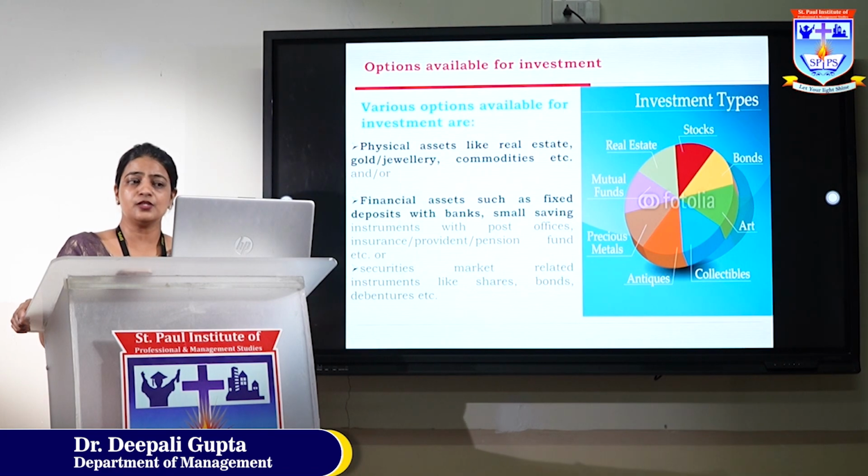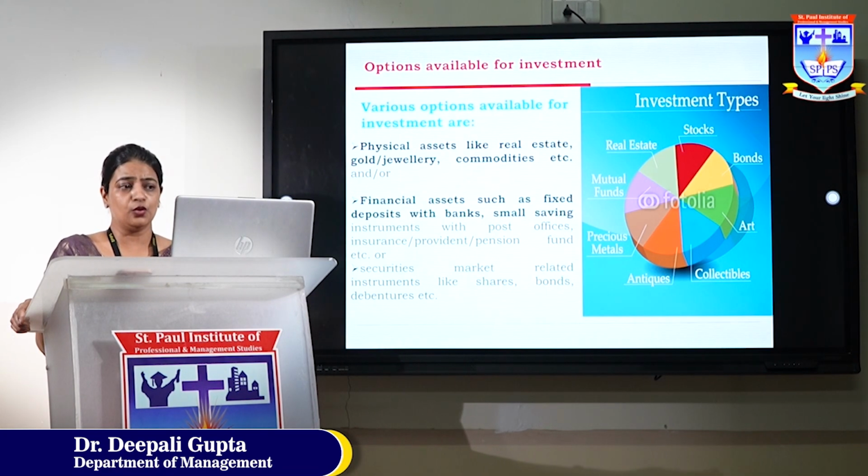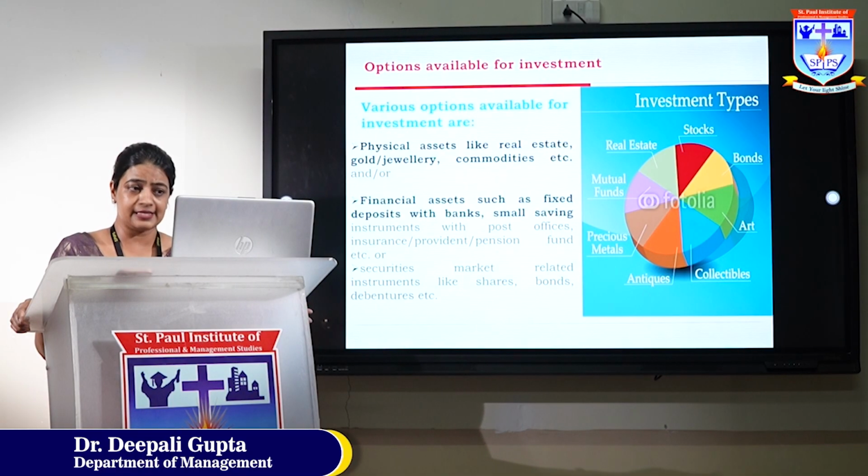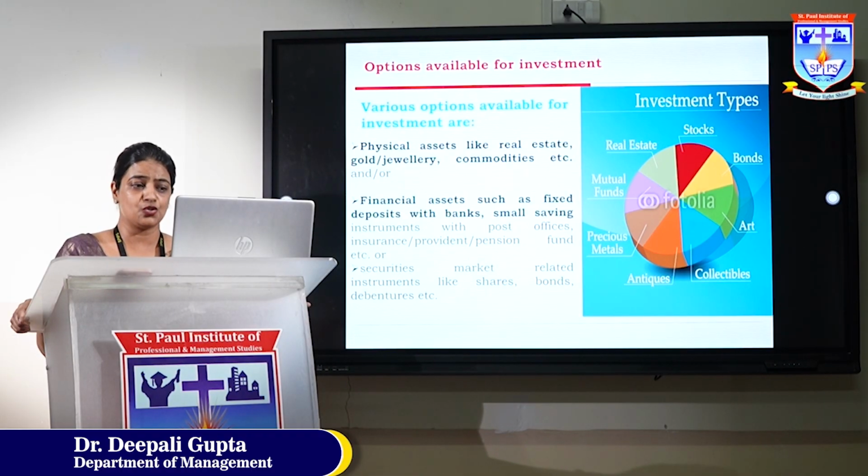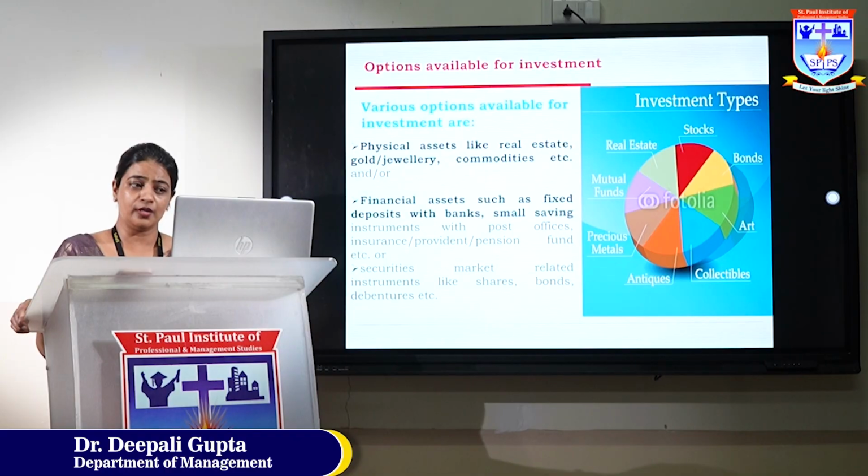Let's see the various options available for investments. So, as we all know, physical assets like real estate, gold, jewelry, commodities, etc. and financial assets such as fixed deposits with banks, small savings with the post office, insurance, provident fund, pension funds, security market related instruments like shares, bonds, debentures, etc.